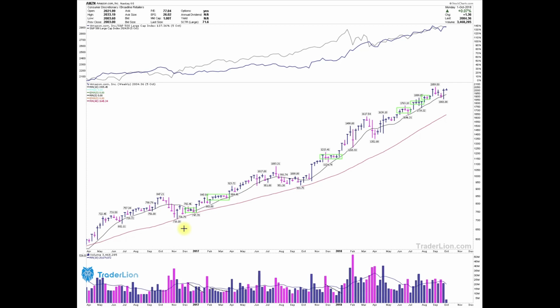Let's go ahead now and take a look at a few examples of tight areas on Amazon's weekly chart. Here we're looking at a chart starting April 2016 going out till the beginning of October 2018. I've marked up a few charts here.